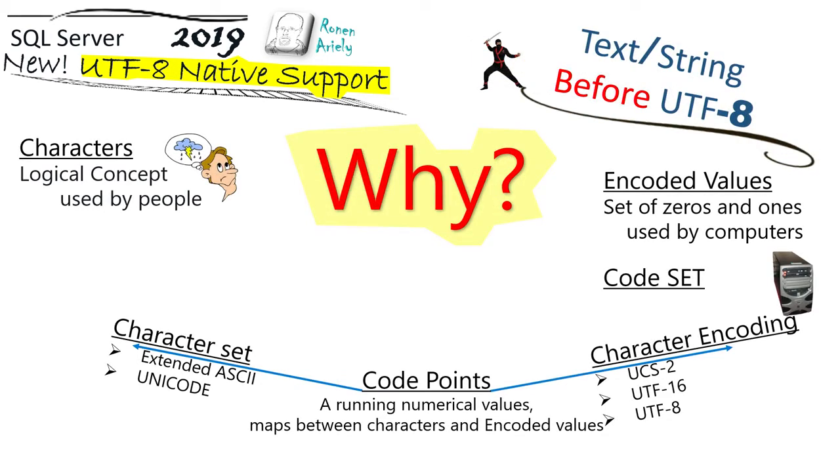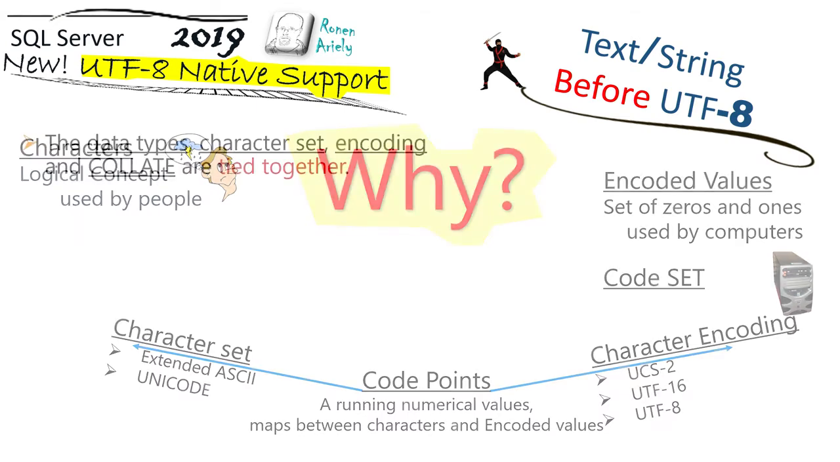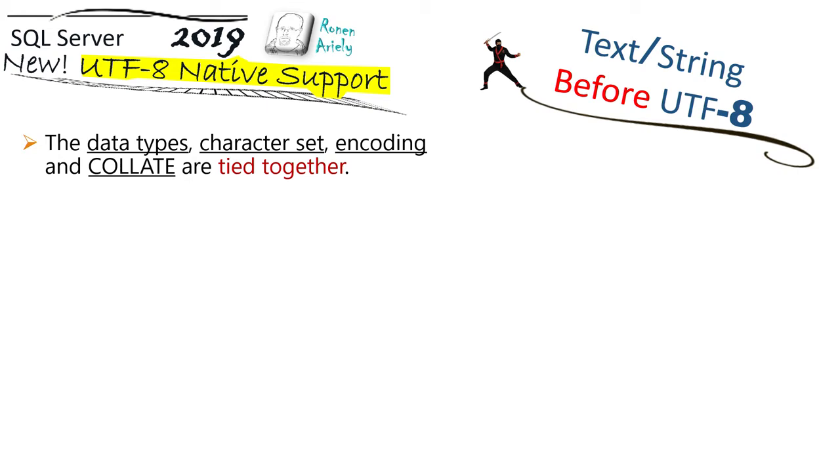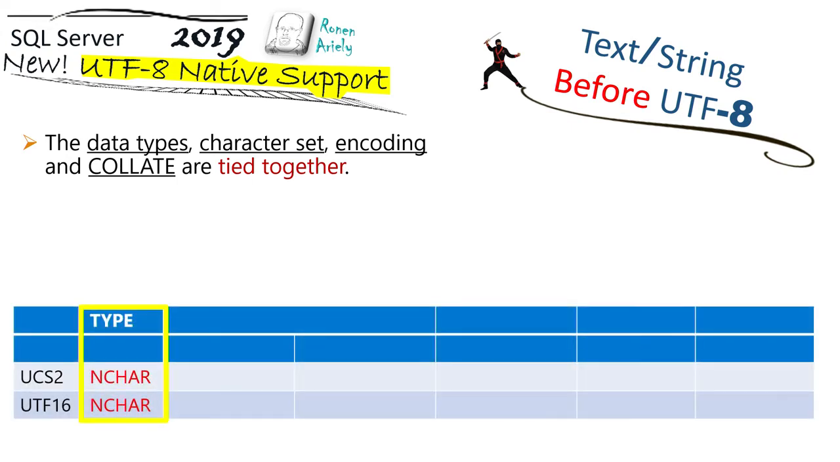So now that we have the concepts, we can go to the main question. Why do we need UTF-8? And what's new in SQL Server 2019? So let's remember what happened before 2019. The data type, the character set and the encoding are all tied together. For example, if you want to use multiple languages, then you want to use Unicode. You don't have any other choice. And before 2019, this means that you must use specific data types. You cannot use, for example, a char or a varchar.